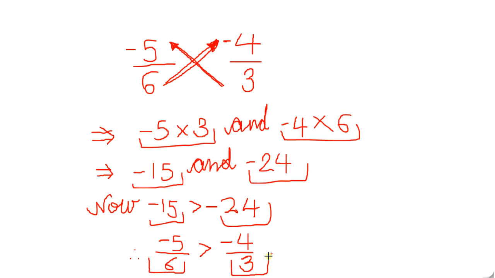So wasn't this method very easy and very less time consuming? I suppose this is the easiest method to compare any two given rational numbers. Now it depends upon your choice. Whichever method you want to use, you can use as per your choice and understanding. So that was all from my side for this lesson.